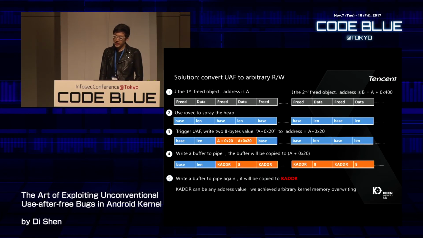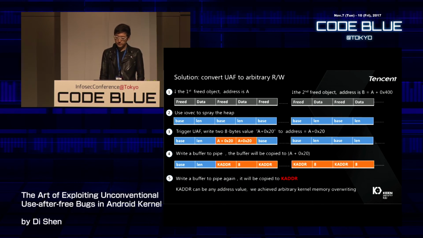This picture will explain how to convert this use-after-free to arbitrary read and write. Each small box represents 8 bytes in the kernel heap, and there are 5 phases. In each line, there are 2 continuous deallocated objects. The address of the first object is A. In phase number 1, the 2 objects have been deallocated, so I color the boxes in gray. And in phase number 2, I spray the objects with structure iovec, and I color the boxes in blue.